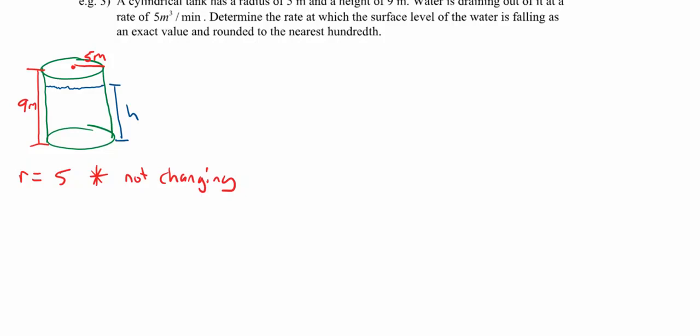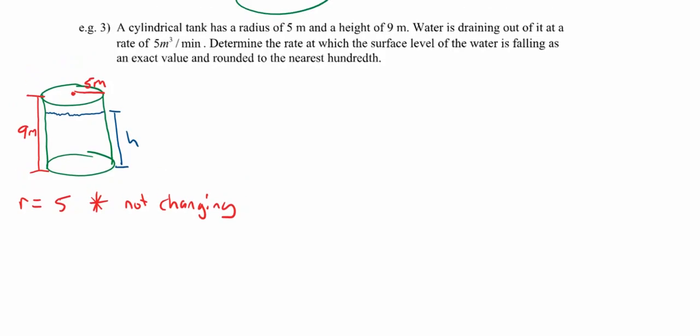Okay, what else do we know? We know, what was this number? 5 meters cubed per minute. That's also a constant. It's a rate of change, a constant rate. It's the volume, and it is happening consistently over time, right? And what would we call this in Leibniz notation? This would be dV over dt, the rate of change of the volume over time.